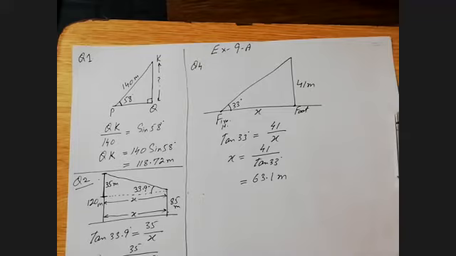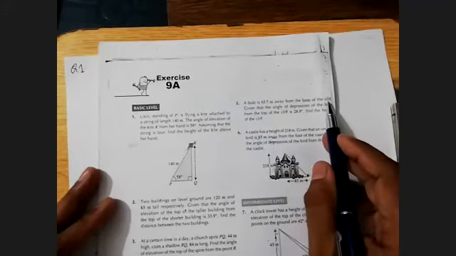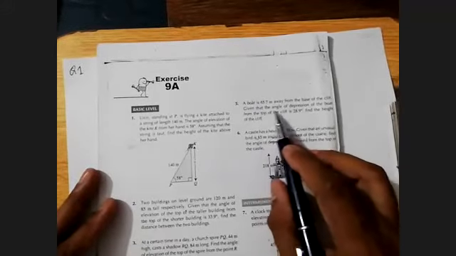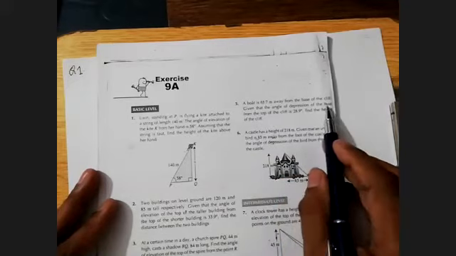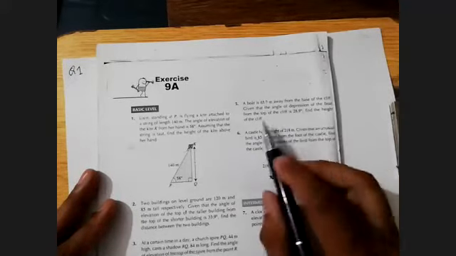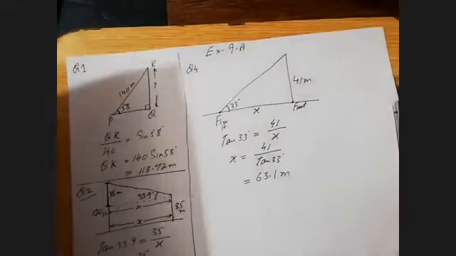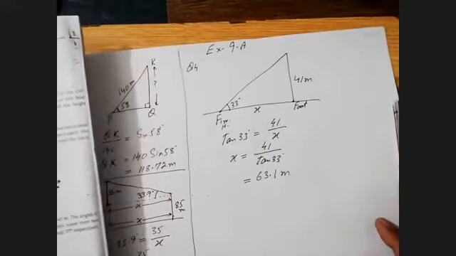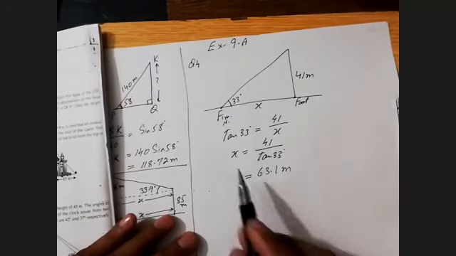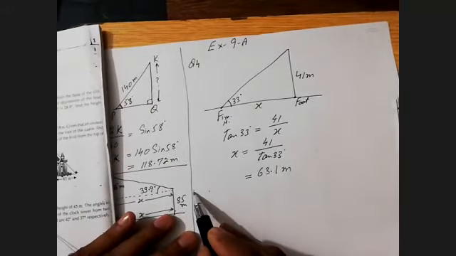A boat is 65.7 meter away from the base of a cliff, and given that the angle of depression of the boat from the top of the cliff is 28.9 degree, find the height of the cliff. Well, guys, I am finding there are certain students who may be confused regarding angle of elevation or angle of depression.